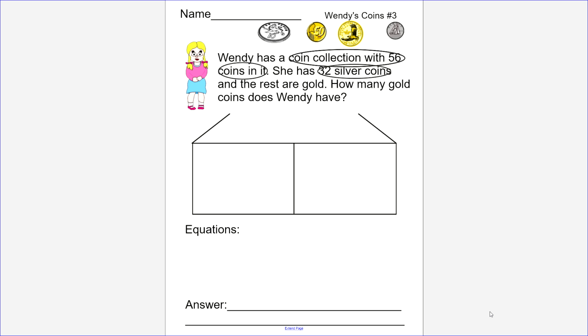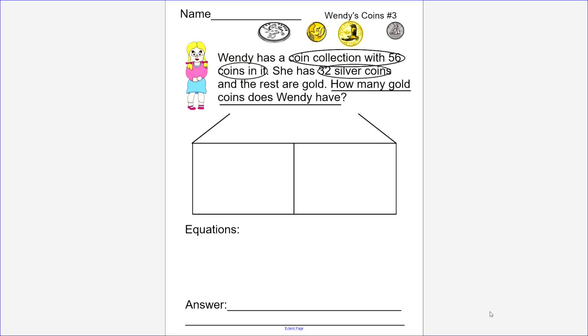Let's read the problem again and look to find the question or what it is we're trying to find out. Wendy has a coin collection with 56 coins in it. She has 32 silver coins and the rest are gold. How many gold coins does Wendy have? What is the question that this story problem is asking us to solve? You're right. The question in this problem is, how many gold coins does Wendy have?